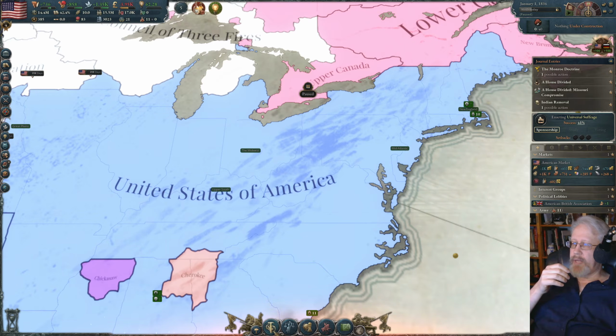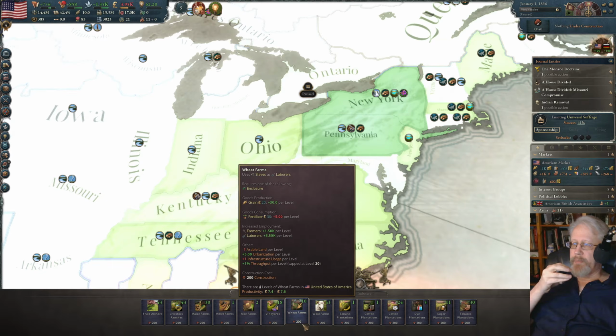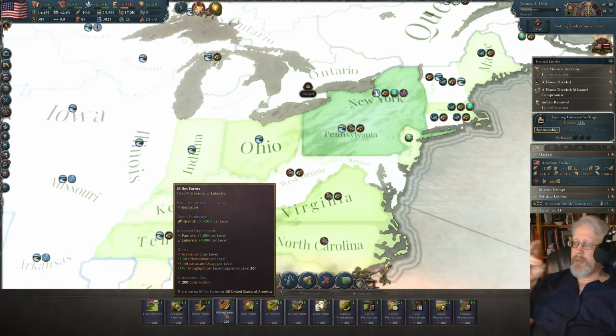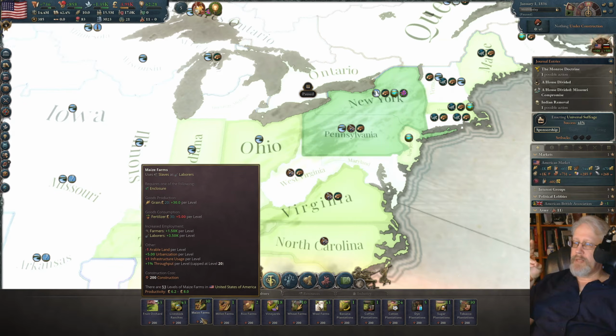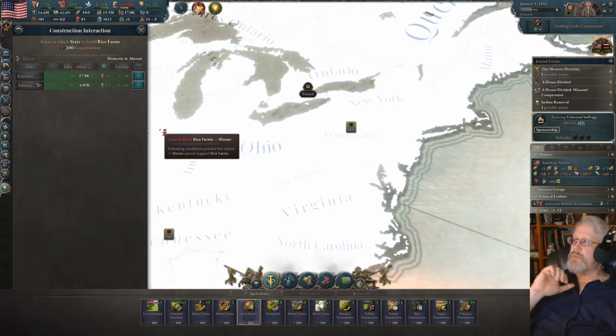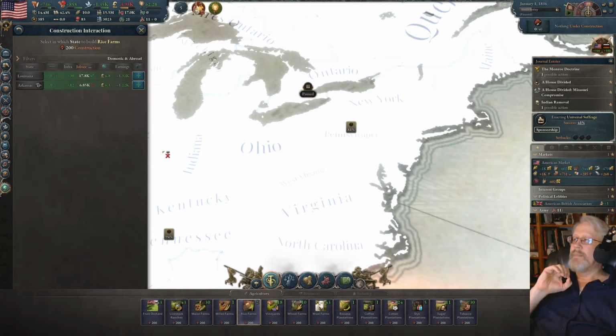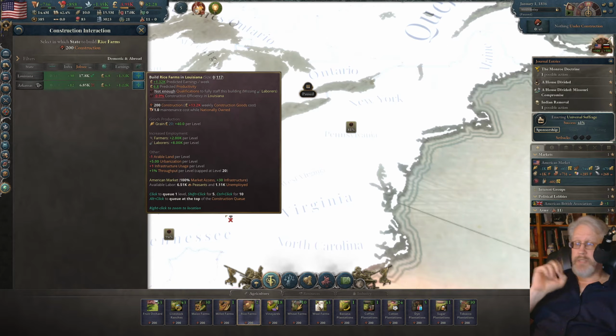So let's go down here to our production. Wheat farm is going to make 30 per thing. Rice is 40 per thing. Millet's 20 per thing. Maize is 30 per thing. Okay, so maize and wheat farms are going to be the standard ones there. Rice we could build in Louisiana and Arkansas, but we don't have a big population there. So, I'm not so crazy with those. But still, they can make some good earnings on that.